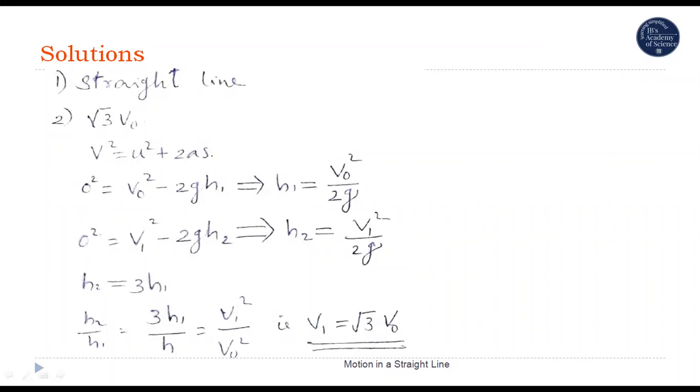Solutions to the problems. First one, the velocity time curve will be a straight line. Second, root 3 v naught.